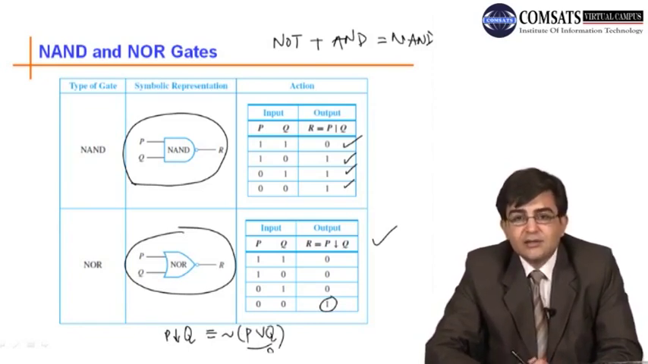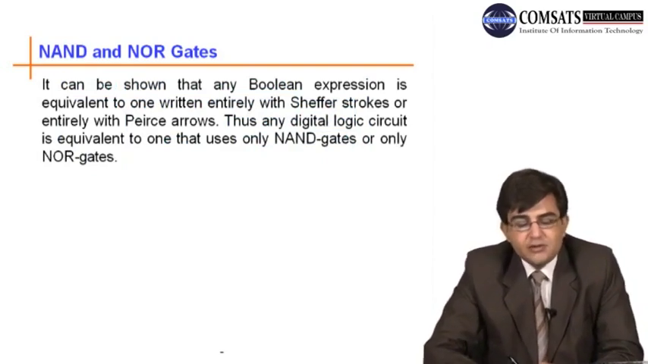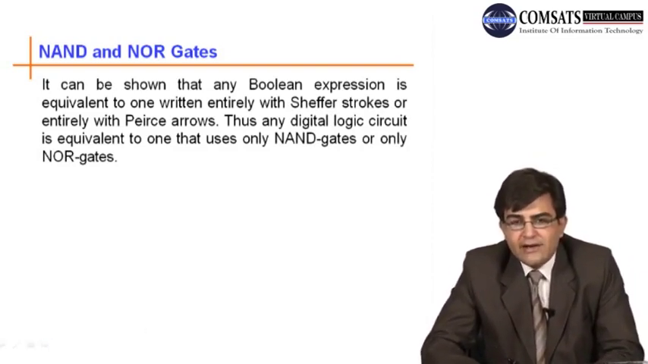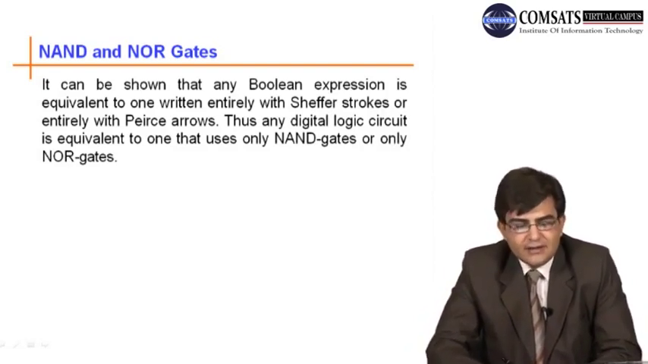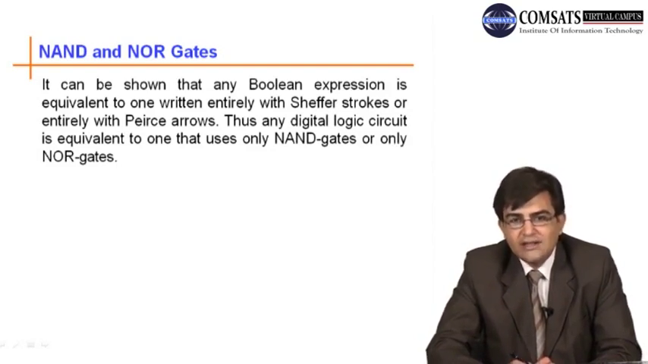So these are the truth tables for these logic gates. Now, it can be shown that any Boolean expression is equivalent to one written entirely with shuffle strokes or entirely with Pierce arrows. That is, if we are given any Boolean expression, like those we have considered in the previous two examples, we can write it by only using shuffle strokes, or by only using Pierce arrows. That means any digital logic circuit, or any Boolean expression which corresponds to a digital logic circuit, is equivalent to one that uses only NAND gates or only NOR gates.